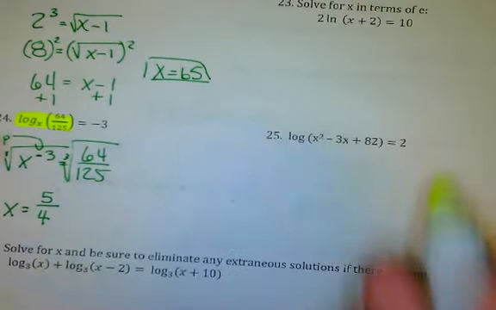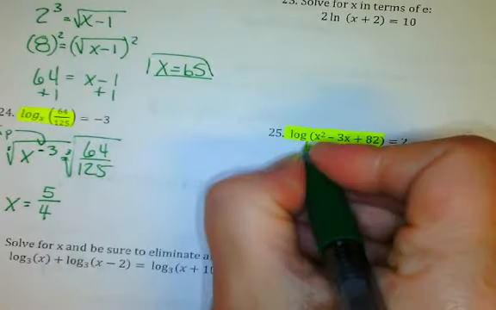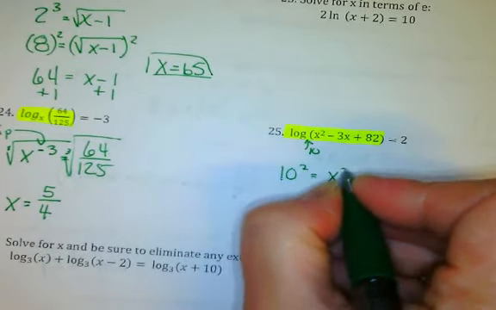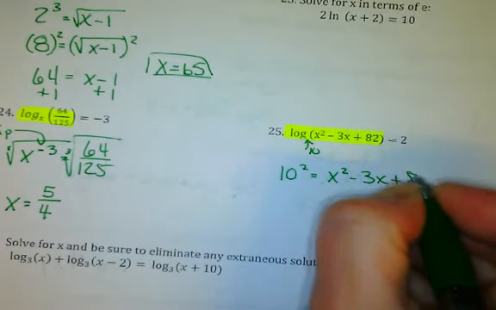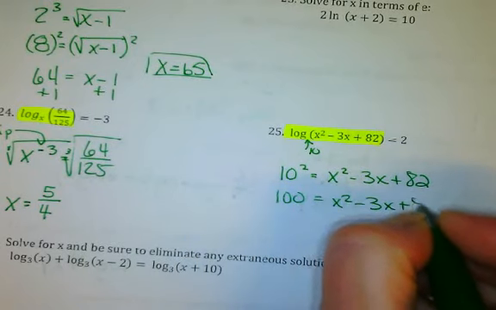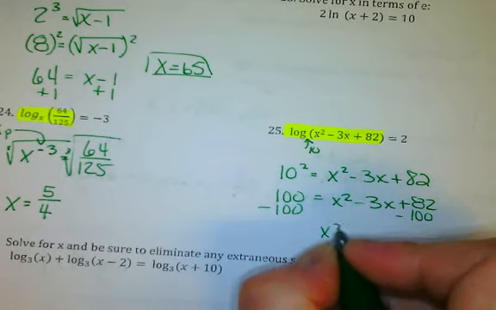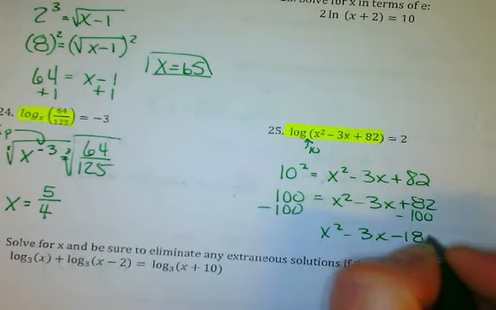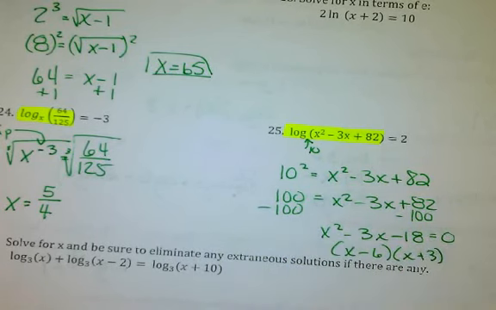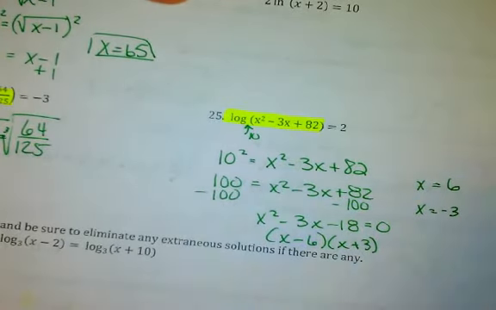All right, on this one here, I'm going to get the log base something by itself, and it's by itself. So I'm going to put a 10 here. So 10 to the power of 2 equals x squared minus 3x plus 82. So 100 equals x squared minus 3x plus 82. I have to make it equal 0. So that gives me x squared minus 3x minus 18 equals 0. And then if I factor that, x equals 6 and x equals negative 3.